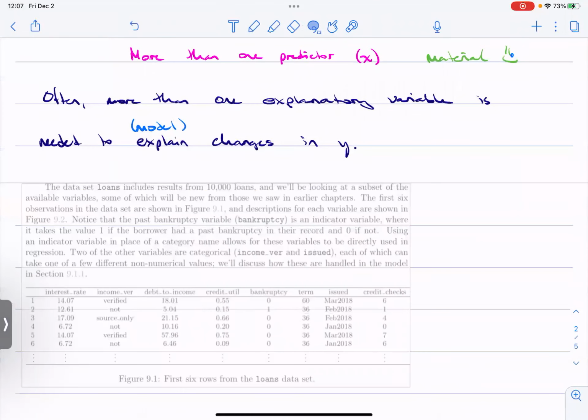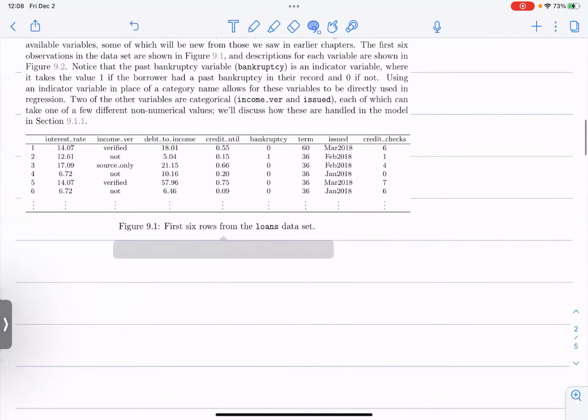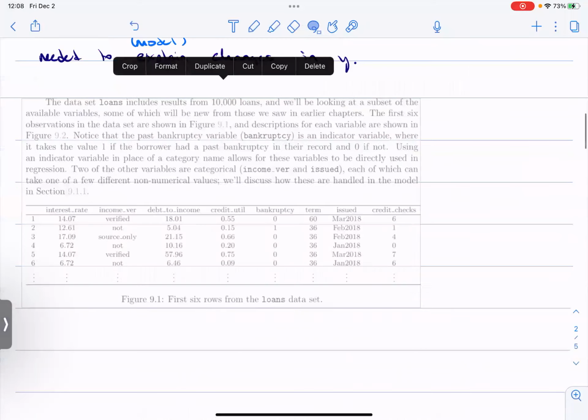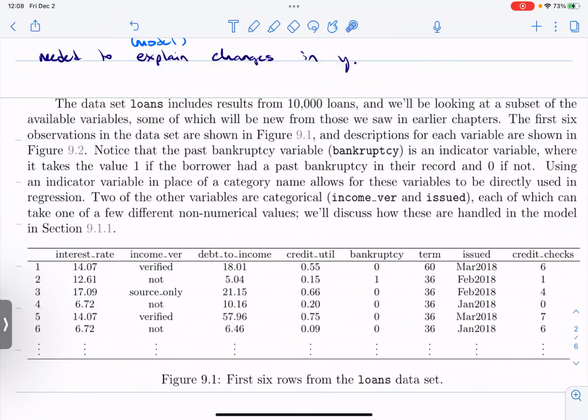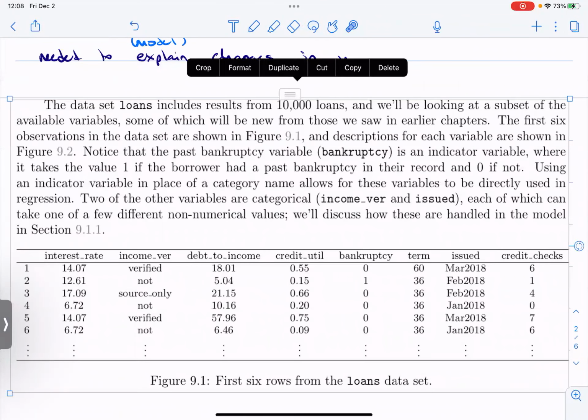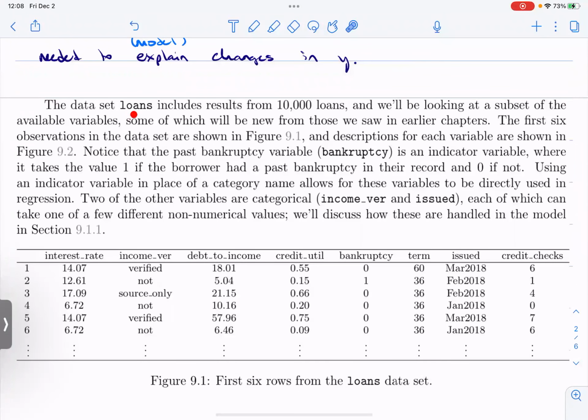So just to talk about the loans data here briefly. Lots of variables. We're looking at a subset of the possible variables. That's okay. So we've got information on 10,000 loans. The loans data is probably available in the OpenIntro package. If you install the OpenIntro package, you could probably access the loans data just through that. But we're not going to do that here.